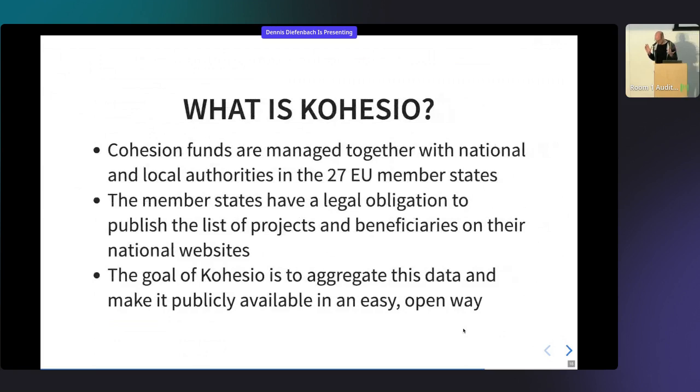And it works more or less like this. There are people sitting together in Brussels and saying, we would like to do something about climate change. We would like to push for innovation. And we would like to combat unemployment. Then they say, for this area, we allocate this part of the budget. For this area, another part of the budget.